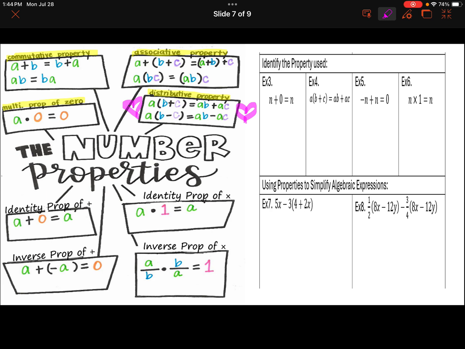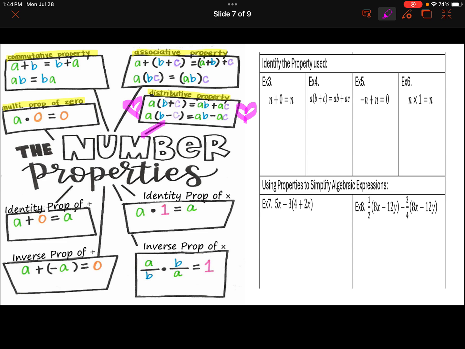And you have seen that Mrs. Stroll has drawn some hearts around the distributive property. It is by far my favorite property. And most importantly, the distributive property is going to be a foundational property for Algebra 1, meaning we will use the distributive property for the majority of the Algebra 1 topics. So that is definitely one to know.